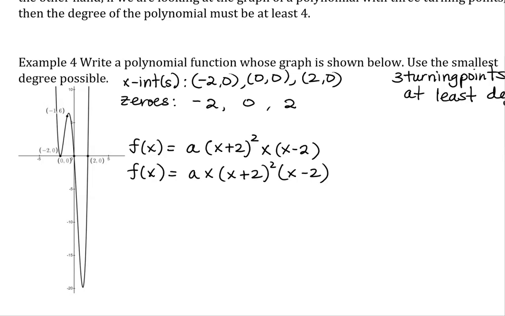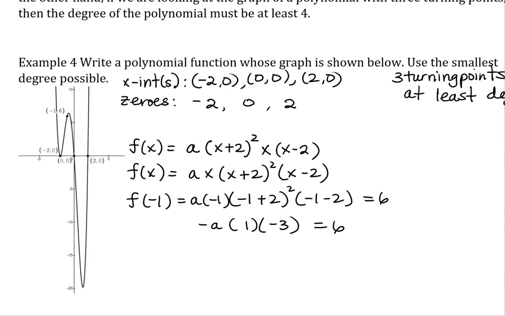So now let's use the fact that this function goes through the point (-1, 6), which means that when we plug -1 into the function, when I go in and replace x with -1, we get that this is all equal to a positive 6. That is what that means. So now let's simplify this.